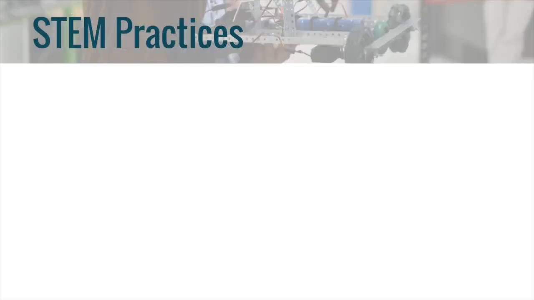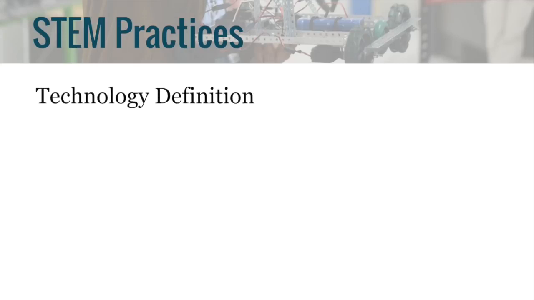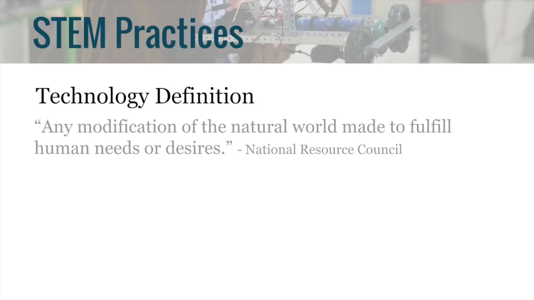Finally, the book also provides 4 technology practices. But before I list these practices, I want to talk about the definition of technology. The term is usually used for anything that needs to be plugged in, especially a device that is computerized. However, the National Research Council states that technology is any modification of the natural world made to fulfill human needs or desires. So a hammer or a pencil would be examples of technology.